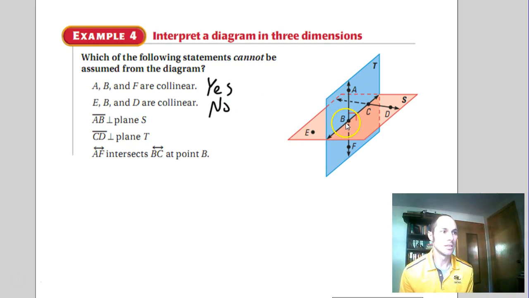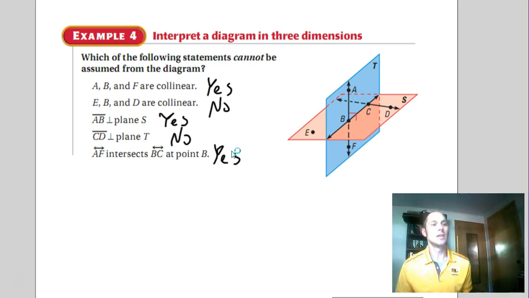Segment AB is perpendicular to plane S. That's the red one here. I see the marking in the corner that indicates a right angle, so that would make it perpendicular. Segment CD is perpendicular to plane T. That's the blue one. There's no marking here, so I cannot assume it, whether it is or not. And line AF intersects line BC at point B. Two lines intersect at a point. That point is B. So yes, I can assume that. Okay, so unless the diagram tells it, we cannot assume.